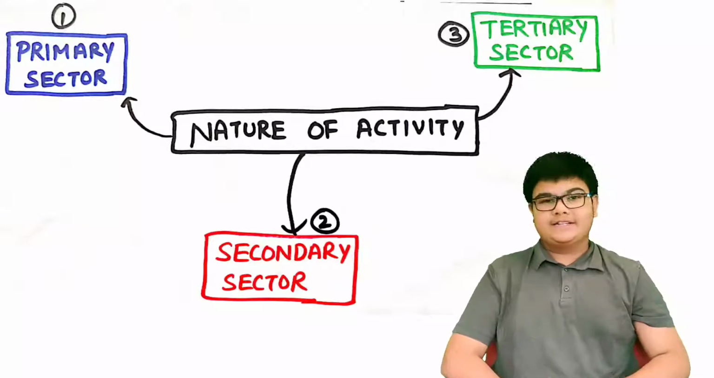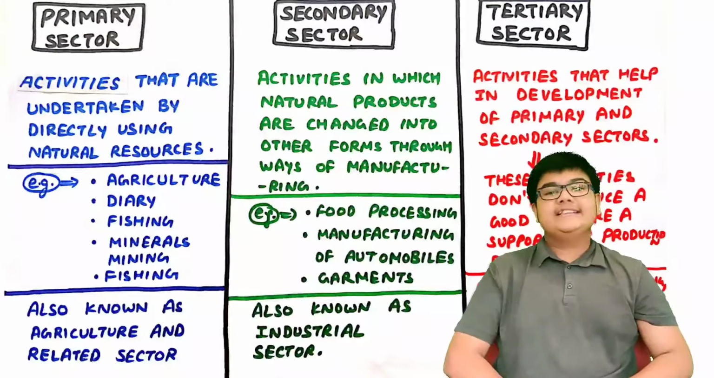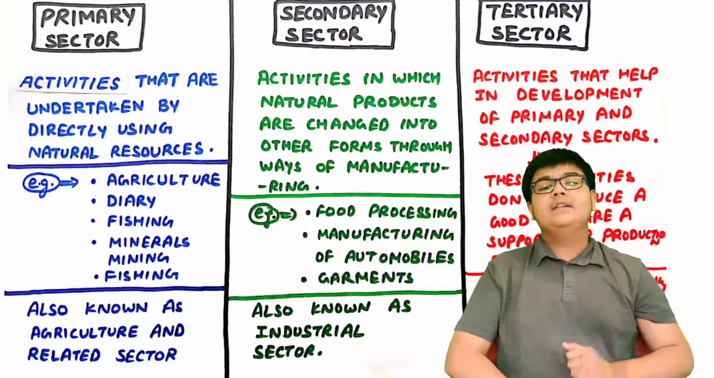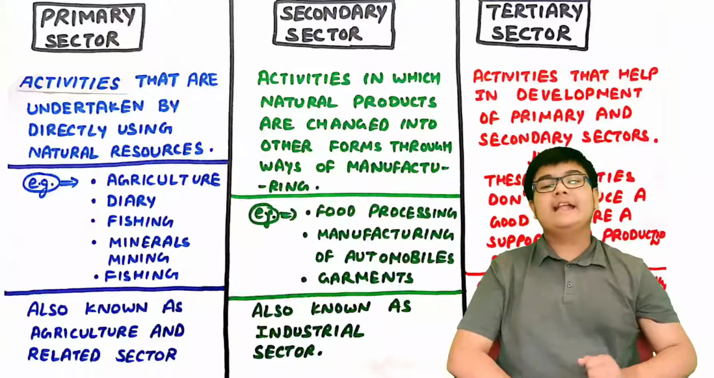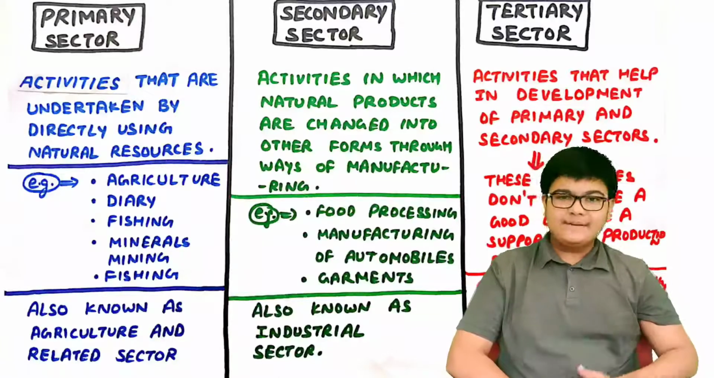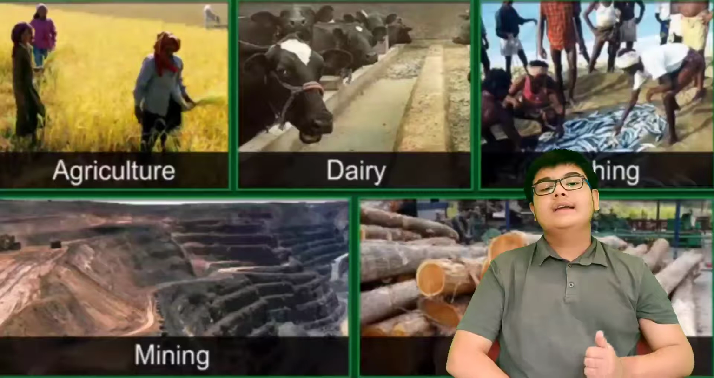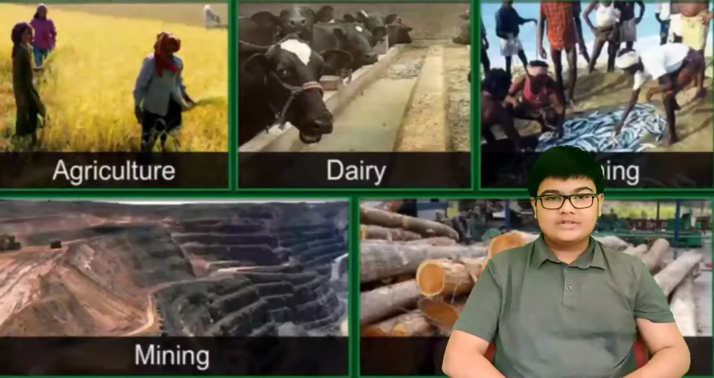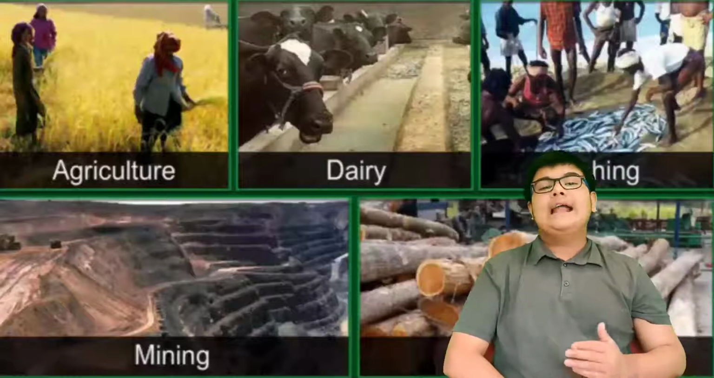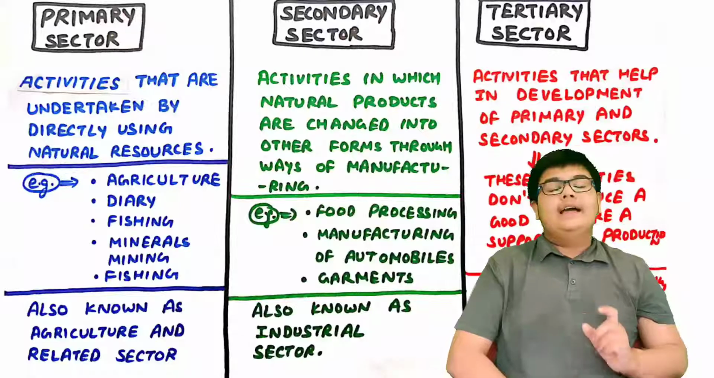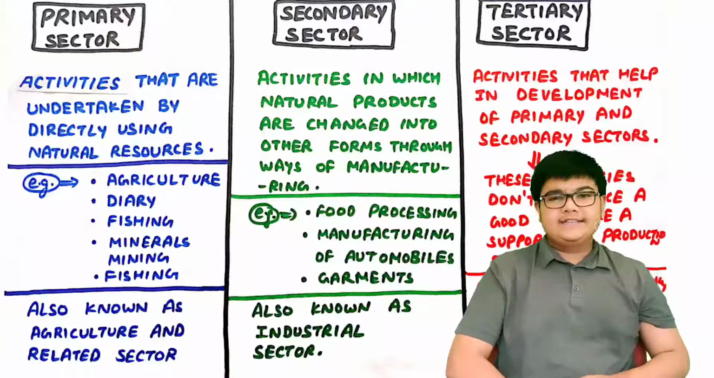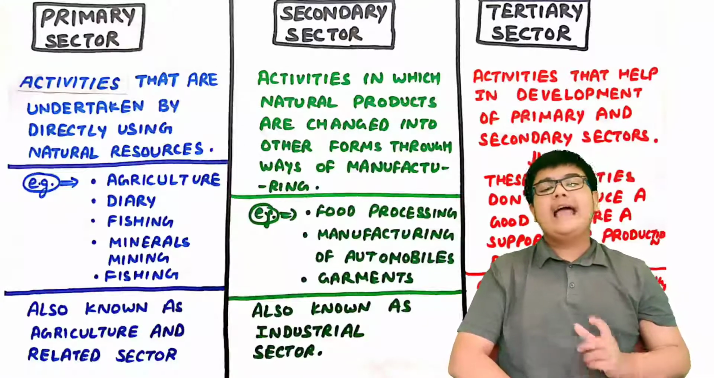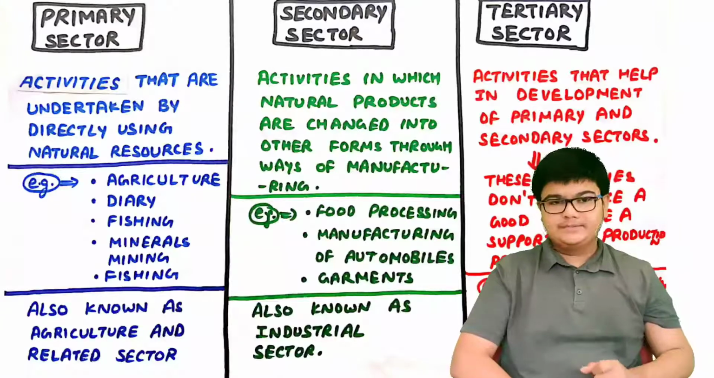First, primary sector. The activities that are undertaken by directly using natural resources are known as primary sector activities. For example, agriculture, dairy, fishing, mineral ores, mining, and forestry. As most of these activities are related to agriculture, this sector is also known as agriculture and related sector.